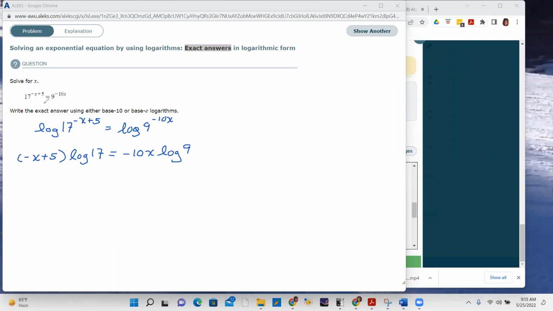Okay, so we're trying to solve for x. So I'm going to go ahead and distribute on the left, we get negative x log 17 plus 5 log 17. And I want the terms with the x all on one side so I can factor the x out. So I'm going to add 10x log 9 to both sides.